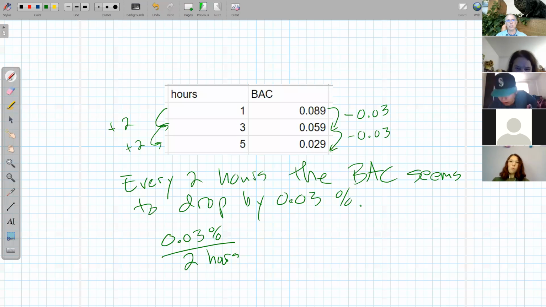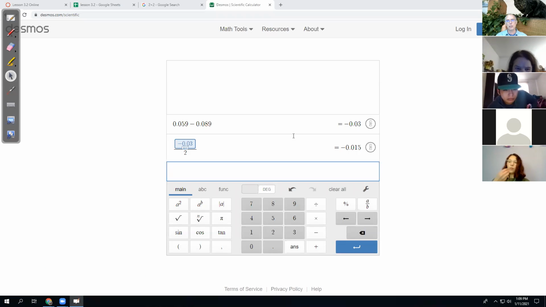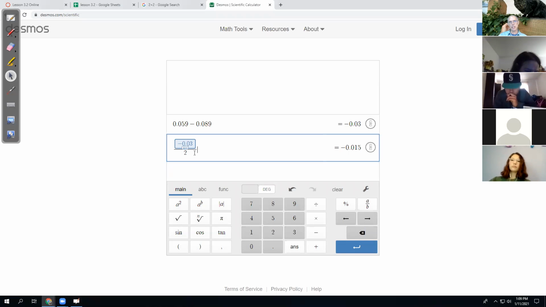Okay, let's go back to the calculator then. So this is about where I froze up. I just double checked on the calculator that the difference between the first two was negative 0.03. And then I'm just taking that and dividing by 2, and that gives me negative 0.015. So I'm going to make a note of that and double check its meaning on paper.